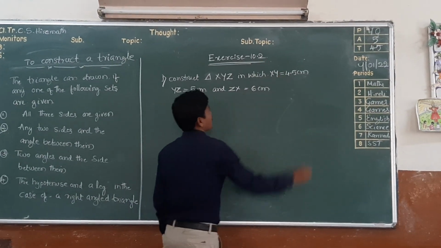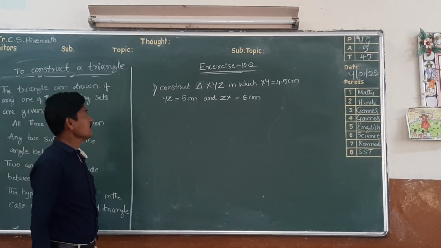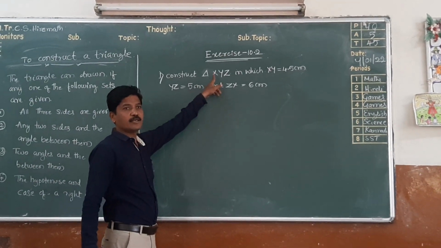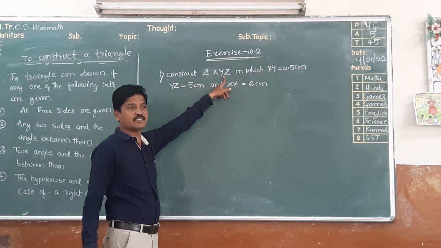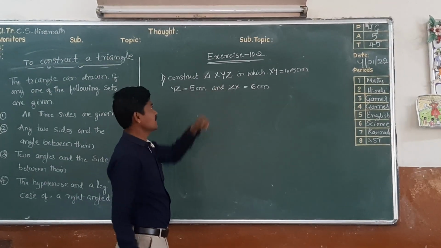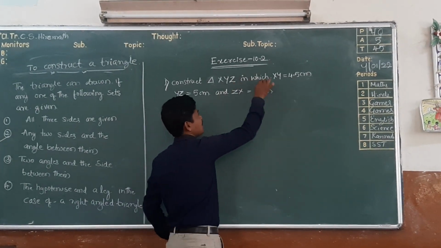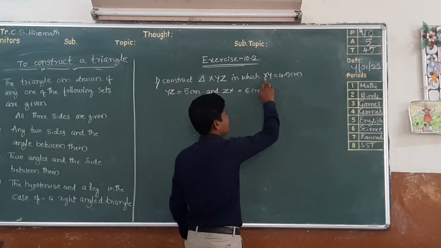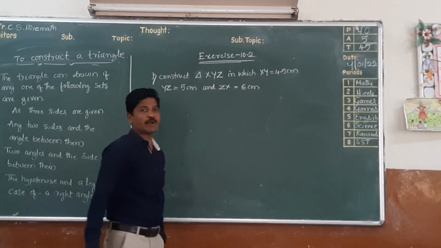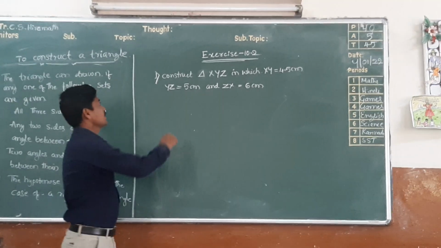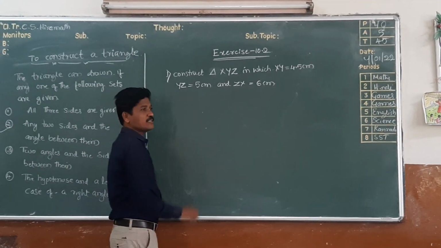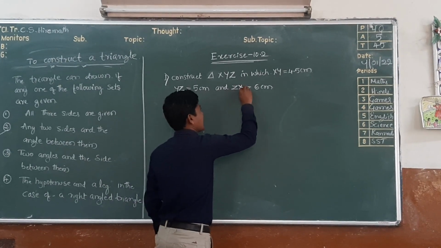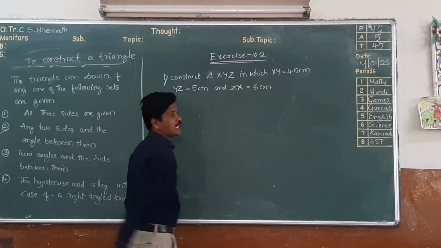Exercise 10.2, what is asking? Construct a triangle. Which triangle? XYZ. Construct a triangle XYZ in which XY value is given. How much is the length of XY? Then the length of YZ is 5 cm. And the length of ZX is given, that is 6 cm.